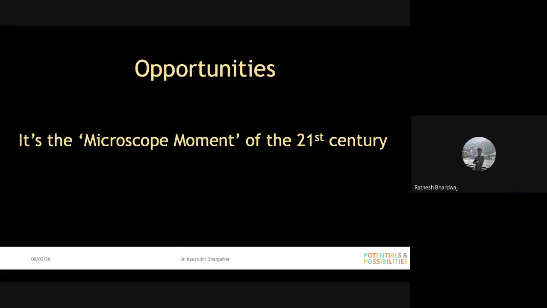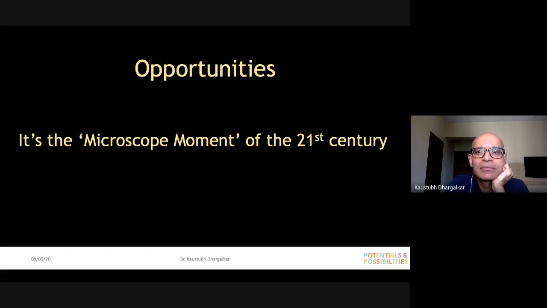Opportunities wise, I call this the microscope moment of the 21st century. Why the microscope moment of the 21st century? Because 200 years back, when the microscope got invented, we could see a whole world of bacteria and viruses and microbes, which was completely invisible to us.